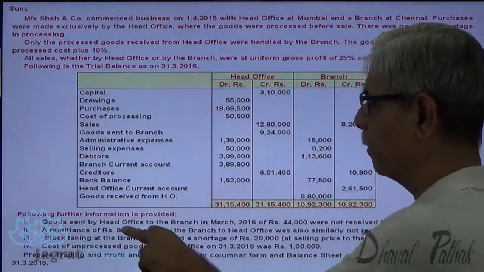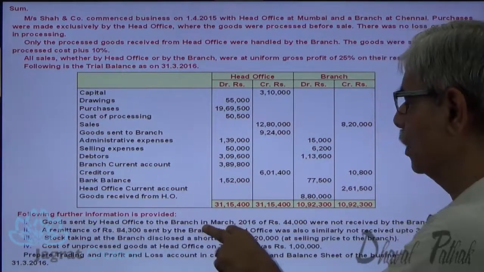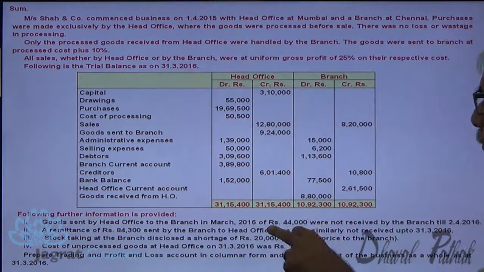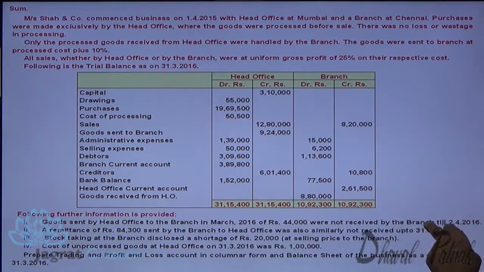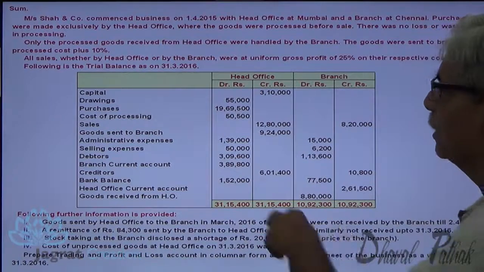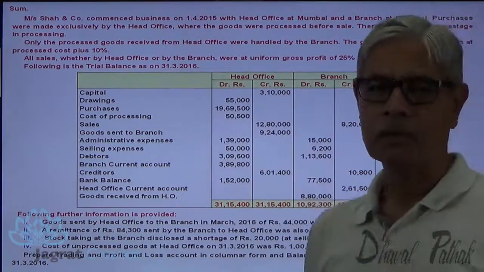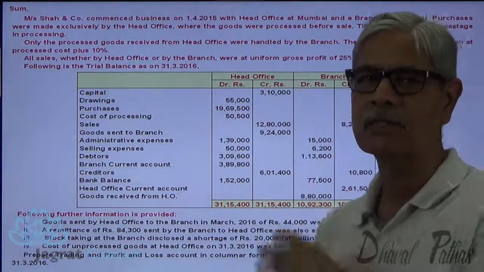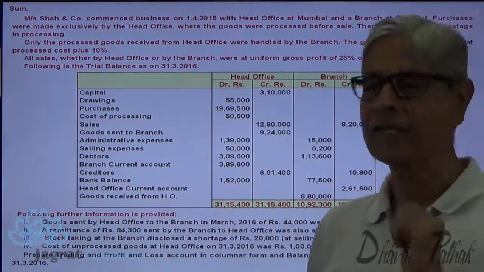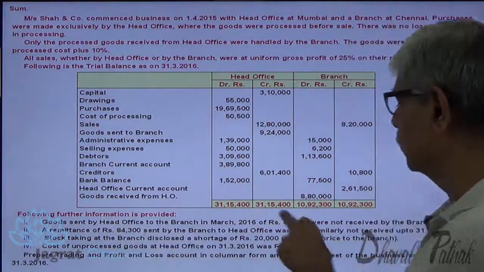Goods sent by head office to the branch in March 2016 of rupees 44,000 were not received by the branch till 2/4/2016. So it has not been received before 31st of March 2016. So goods are in transit. How much goods are in transit? 44,000.